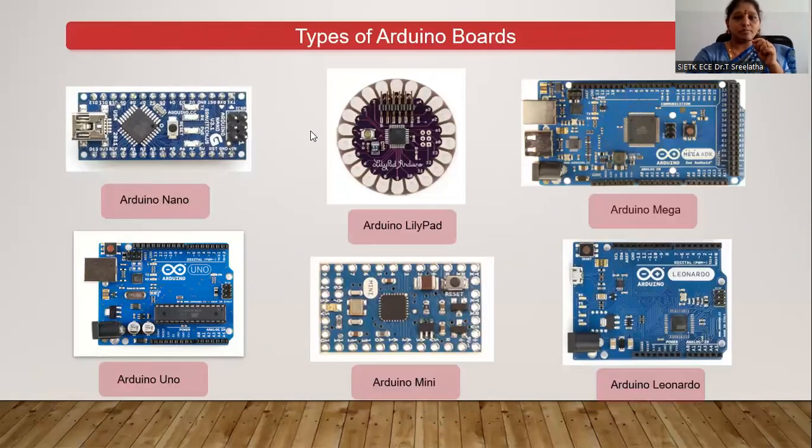These are the different types of Arduino boards. The Arduino Nano looks like this, and the Mega looks like this. This is the major Arduino Uno board. We will be using this Arduino Uno board, and in detail I will explain what things are available in this board and how it works. That we will see in our future sessions. And these are all the different types of Arduino boards. Here I am showing them in our PPT.